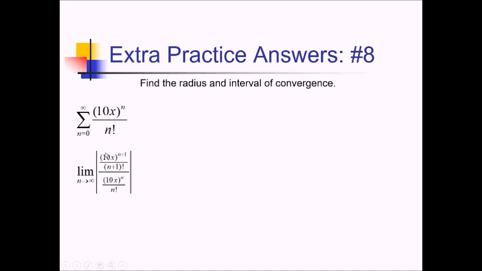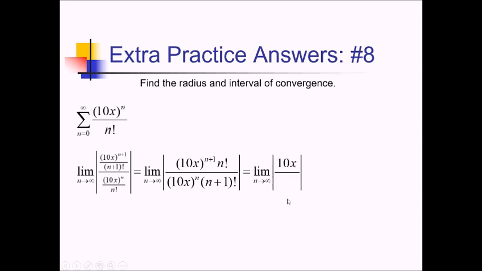Same change flip. We've got (10x) to the n plus 1 times n factorial upstairs. Downstairs we have n plus 1 factorial and (10x) to the n. Reducing these 10x's, we really just have a 10x to the 1 power upstairs, and these factorials reduce to leave us with an n plus 1 in the denominator. So upstairs we have 10x, downstairs n plus 1. Since n is the only thing that's actually growing, x is considered a constant in this situation.